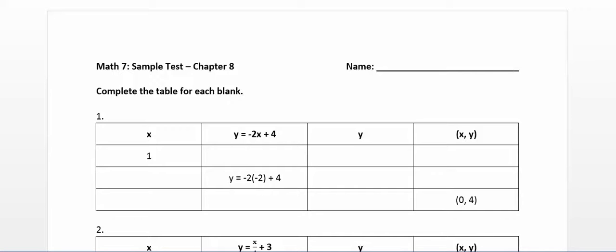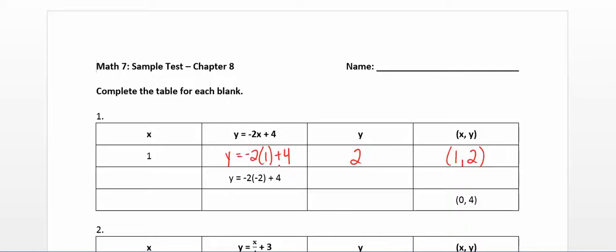So for number 1, we are simply filling out a table of values. What you need to remember is that you're plugging in the x values into the function where you see the x. So for 1, we get y equals negative 2 times 1 plus 4. Negative 2 times 1 is negative 2. Negative 2 plus 4 is 2. So your first ordered pair is 1, 2. Remember that it's the x and the y.